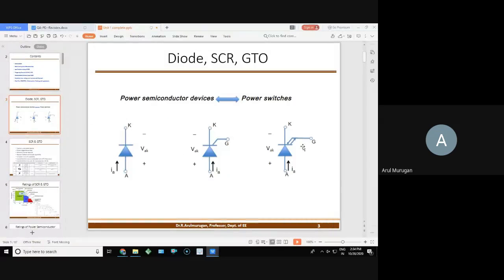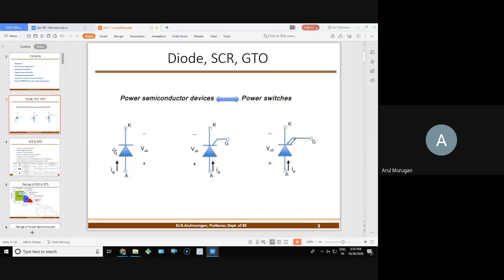Look at the symbols given. The first one is the diode. It is a unidirectional flow, anode to cathode. It is a current control device with power flow in only one direction. Current flows in this direction and does not flow in the opposite direction, cathode to anode. It will not operate. So it operates on unidirectional forward bias only.